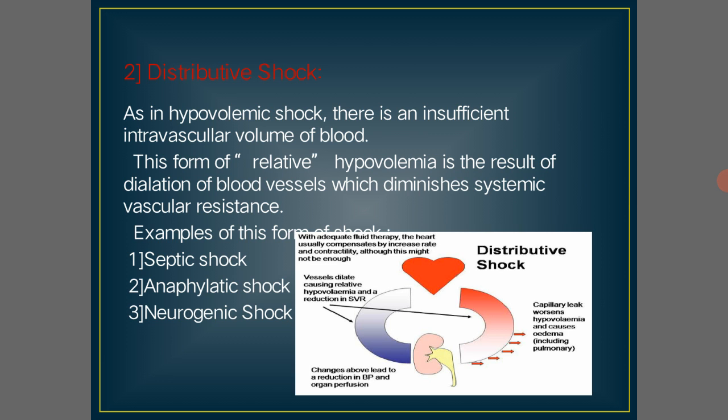Second type of shock, distributive shock. As in hypovolemic shock, there is an insufficient intravascular volume of blood. This form of relative hypovolemia is the result of dilation of blood vessels, which diminishes systemic vascular resistance. Examples or subtypes of this form of shock are septic shock, anaphylactic shock, neurogenic shock.